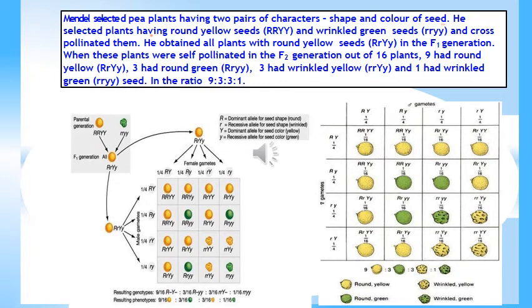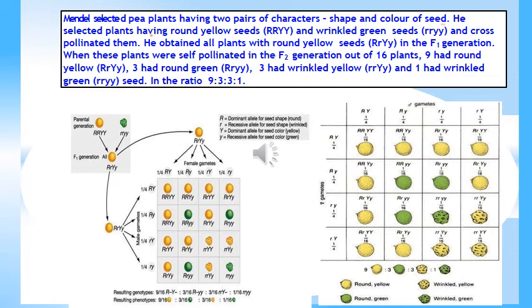Now what are the resulting genotypes? You can see 16 plants, total 16 blocks are there. We are calling it a Punnett square. 9 will be round and yellow. Can you count? 9 seeds: 1, 2, 3, 4, 5, 6, 7, 8, 9. These 9 will be round and yellow. 3 will be round and green. You can see in this picture. And then 3 will be wrinkled and yellow. These 3 are wrinkled and yellow. And only 1 will have a green seed, and that too wrinkled.